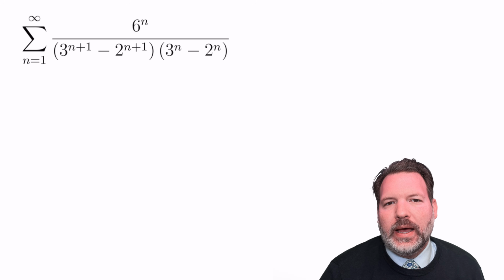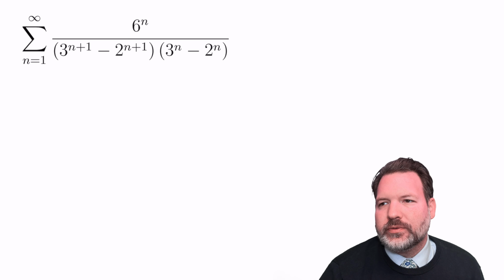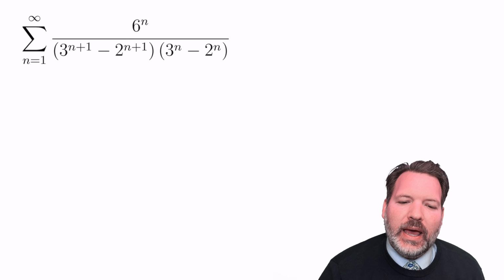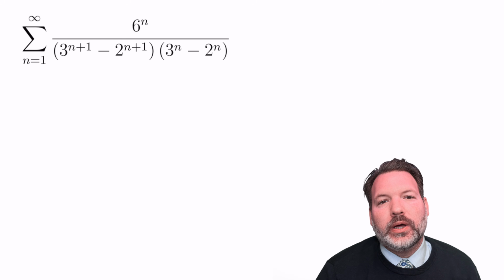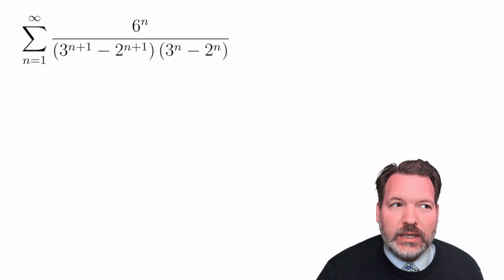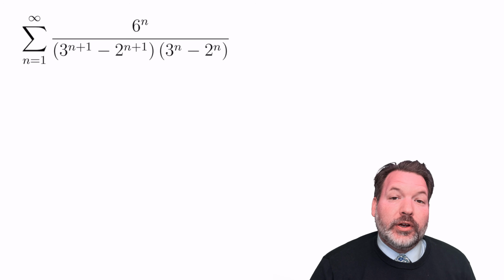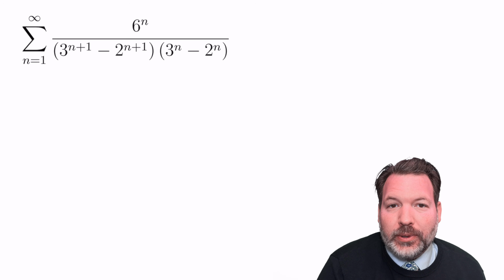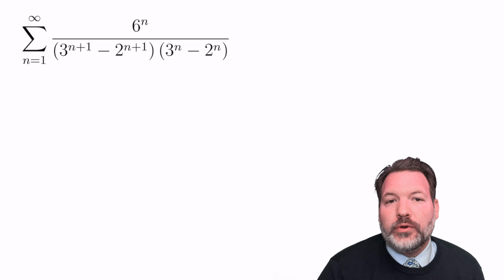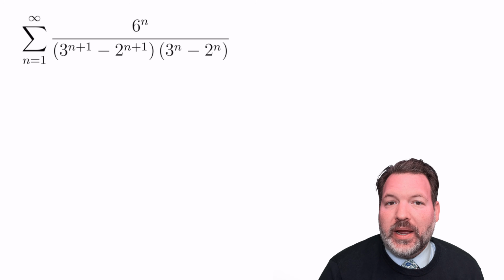We're trying to find the sum of this sequence from n equals 1 to infinity, of 6 to the n over (3 to the n plus 1 minus 2 to the n plus 1) times (3 to the n minus 2 to the n). First things first, I'm not very good at math, so I'm just going to try plugging some numbers in, grinding through a few of the partial sums, and seeing where we are. What do we think this series might be approaching?